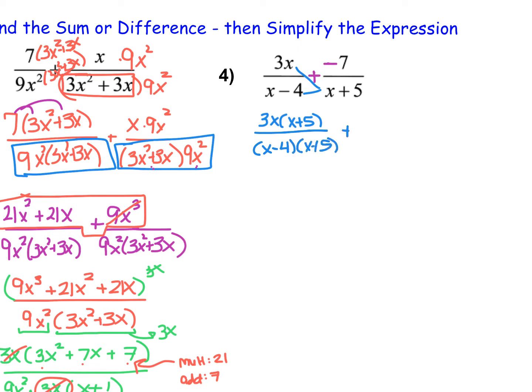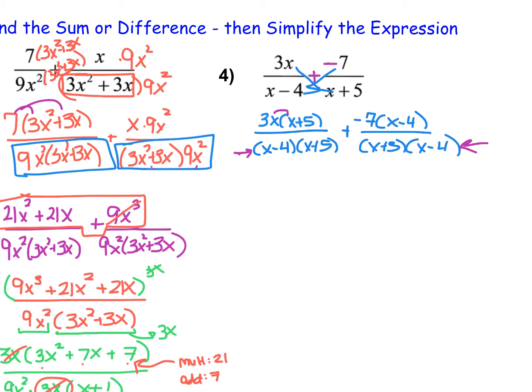Then I have plus, I'm going to take -7 and x plus 5 times the x minus 4. So I have -7 times x minus 4 all over x plus 5 times x minus 4. So regardless of the order that these two denominators are written in, because I'm multiplying the same two terms together, I know that they are now a common denominator. So I'll be able to add my numerators together.